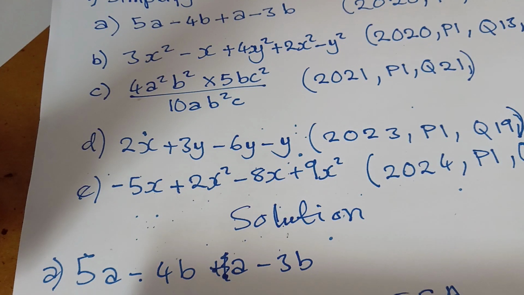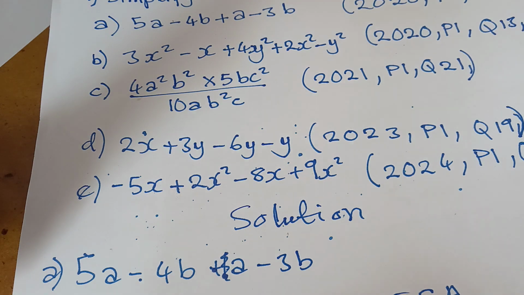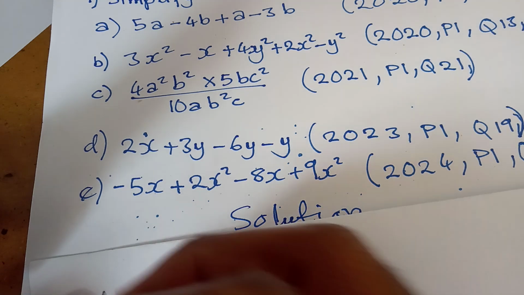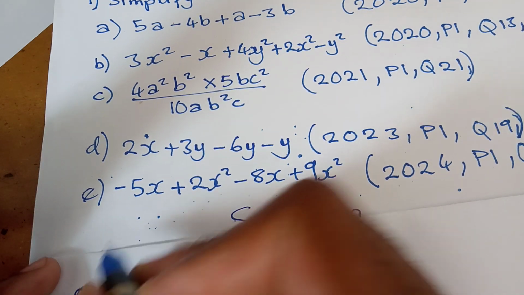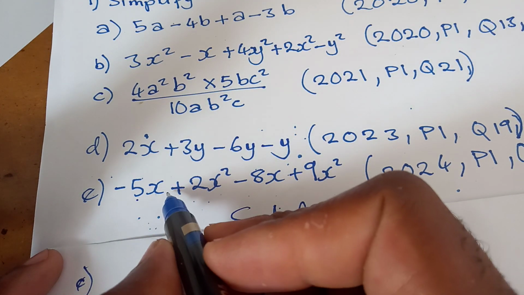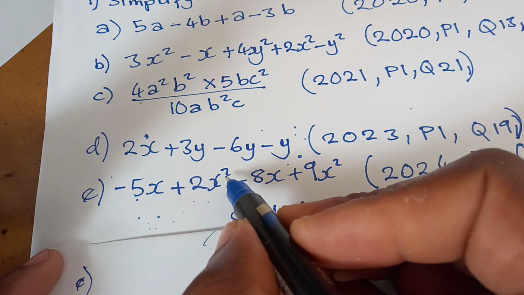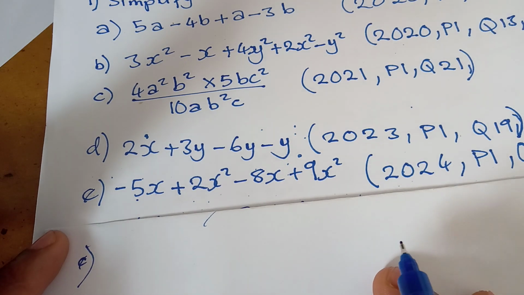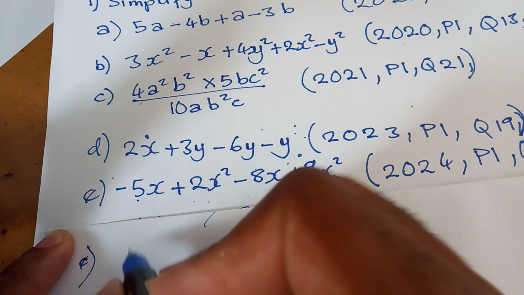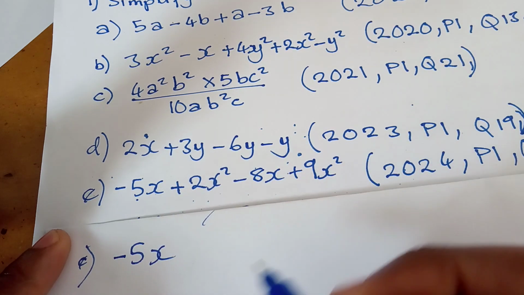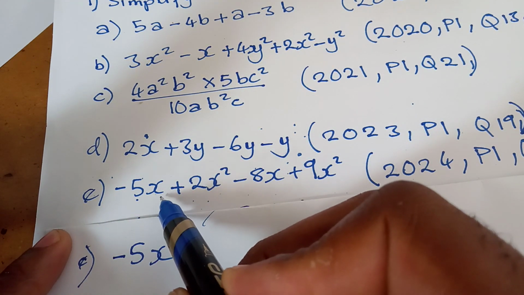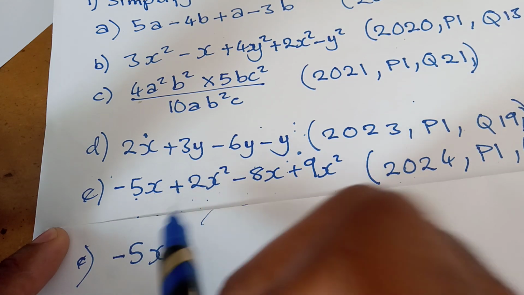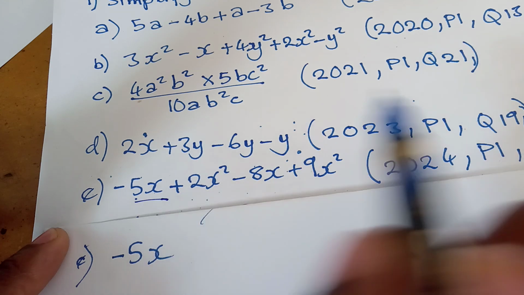And then finally, we have part E. Part E, we have negative 5x plus 2x squared minus 8x plus 9x squared. So like I said earlier, you have to find terms whose x variables are raised to the power 1. So in this case, you have this and that.